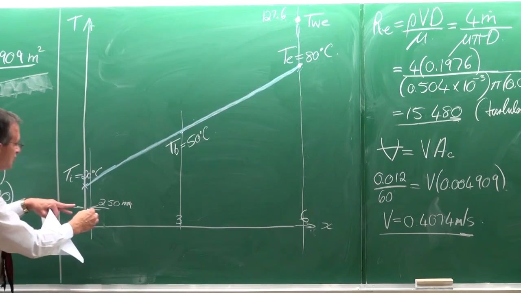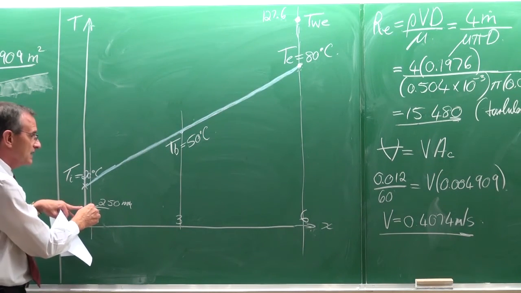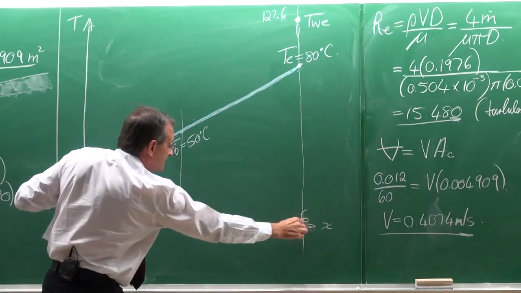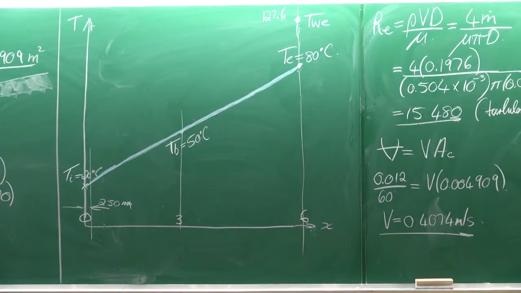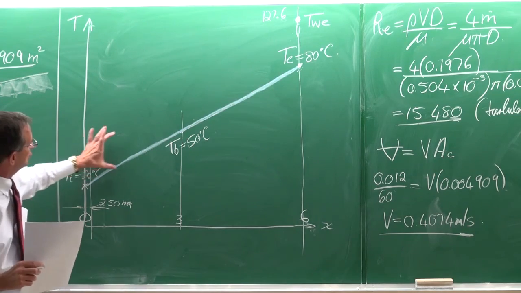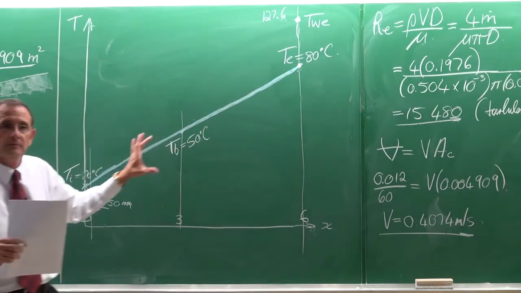Now this 250 millimeters in comparison with 6,000 millimeters is 4% of the length. So the engineering assumption that we're going to make is that we are not going to be worried about this inlet. It's a negligible influence. And therefore the heat transfer coefficient is constant right through.